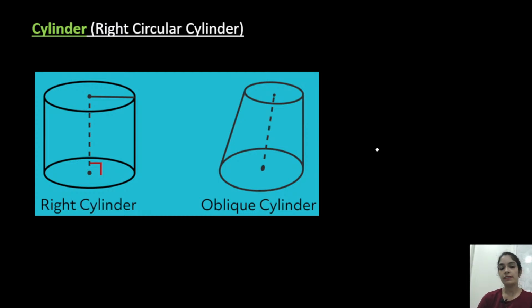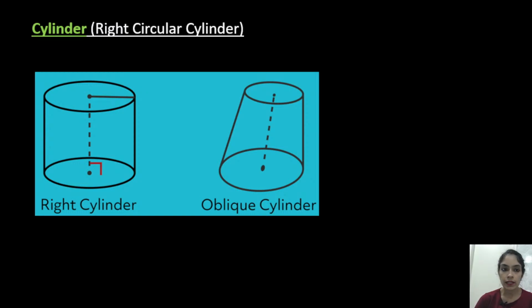Then in the first exercise, we have to do questions related to the cylinder. The cylinder we have to use is the right circular cylinder. Cylinder is very common; many times we can see many objects of this shape. So this is known as a cylinder. You can see mathematically it will look like this.